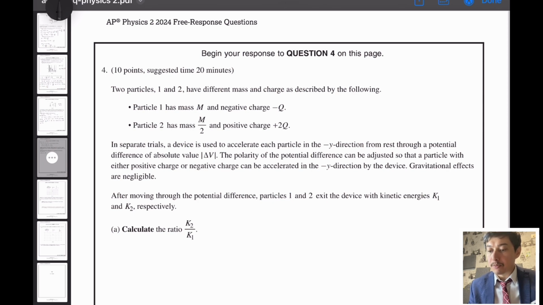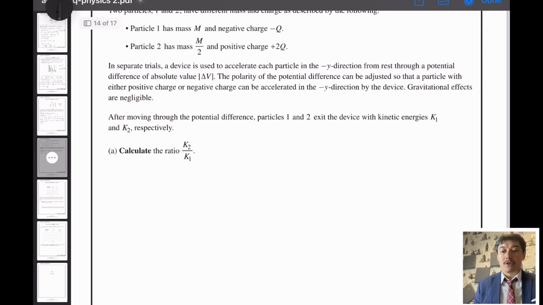The polarity of the potential difference can be adjusted so that the particle with either positive charge or negative charge can be accelerated in the negative y direction by the device. The gravitational effects are negligible. After moving through the potential difference, particle 1 and 2 exit the device with kinetic energies K1 and K2 respectively. First question, calculate the ratio K2 to K1.